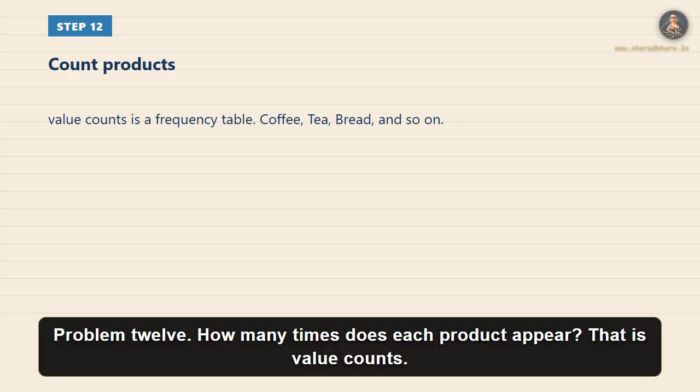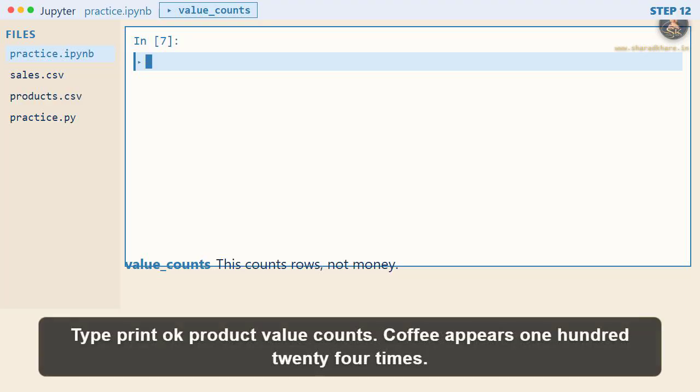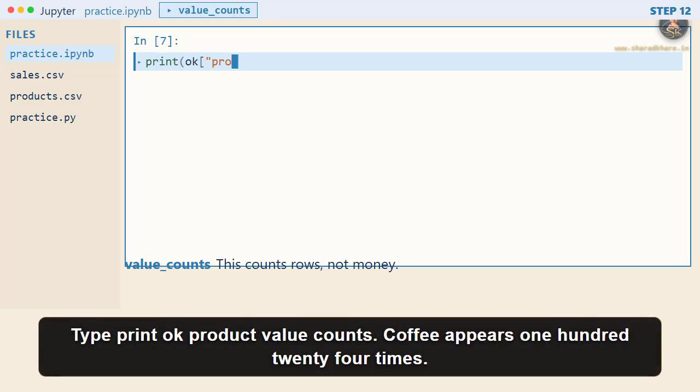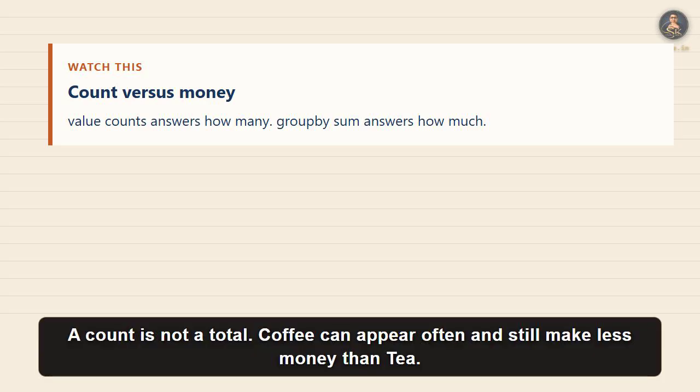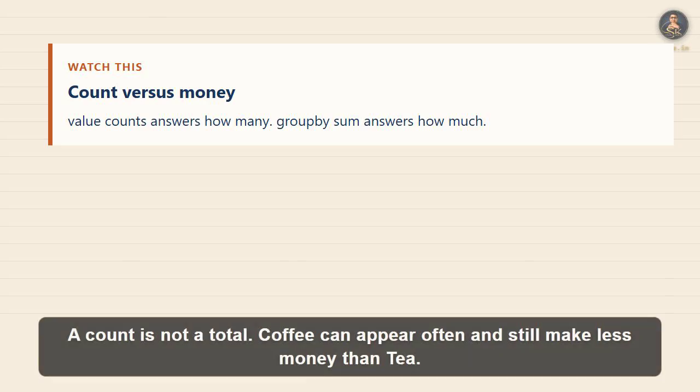Problem 12. How many times does each product appear? That is value counts. Type print ok product value counts. Coffee appears 124 times. A count is not a total. Coffee can appear often and still make less money than tea.